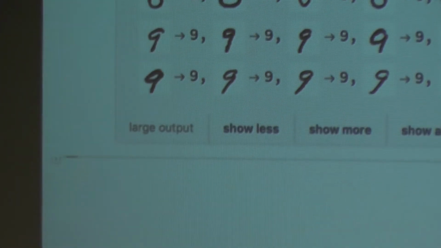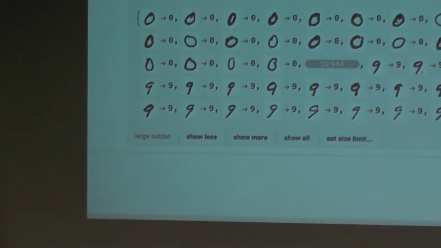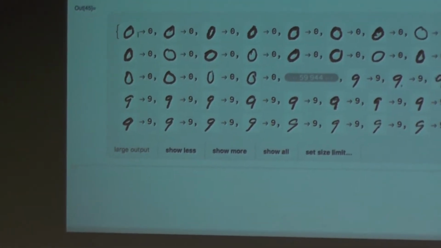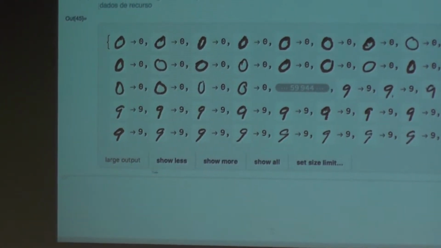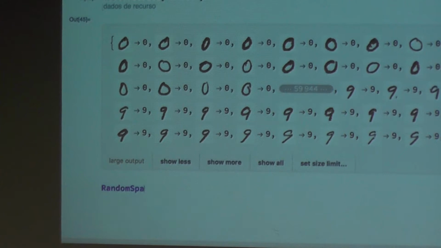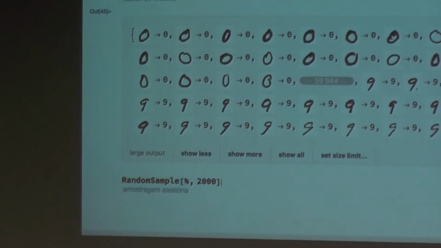Okay. So this is a standard training set, the MNIST training set of handwritten digits. Here are a bunch of examples of handwritten zeros. It says it's 0 in each case. So let's take a sample of this. Let's say we take a random sample of 2,000 of those.